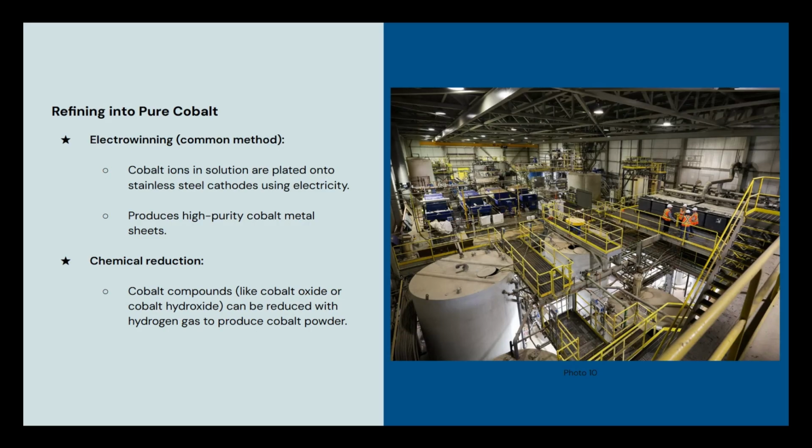Refining into pure cobalt. Electrowinning is a common method. Cobalt ions in solution are plated onto stainless steel cathodes using electricity, which produces high-purity cobalt metal sheets. Chemical reduction: cobalt compounds like cobalt oxide or cobalt hydroxide can be reduced with hydrogen gas to produce cobalt powder.